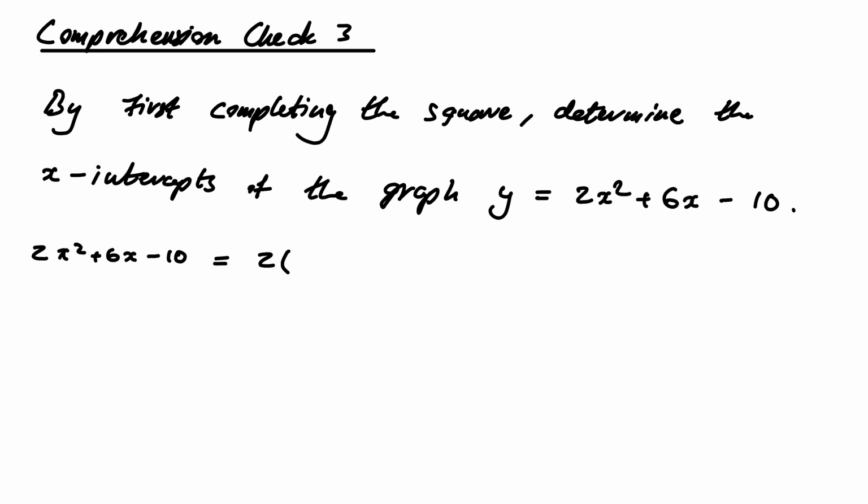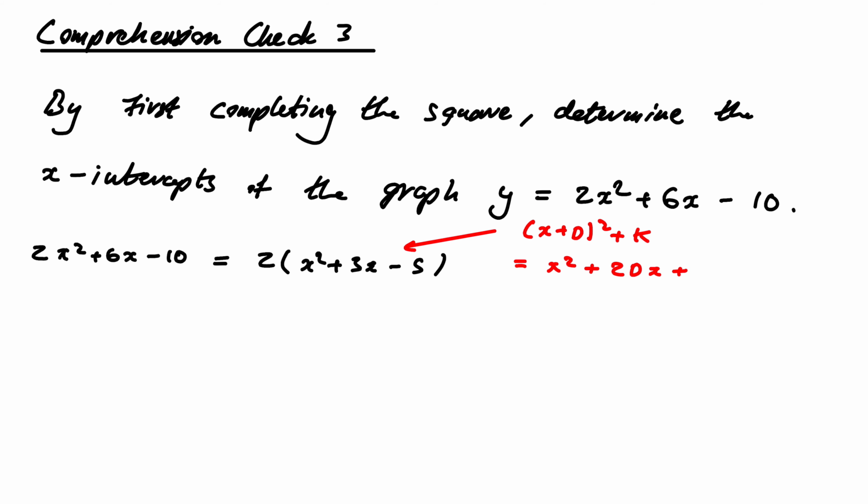Factor out the 2 first. So hopefully by now this is a very familiar process. Great. Everything's a whole number. That makes life a bit easier for us. Now the thing inside, as always, I want to put this in form x plus d all squared plus k. And remember what that's equal to when I factor this out: x squared plus 2dx plus d squared plus k.